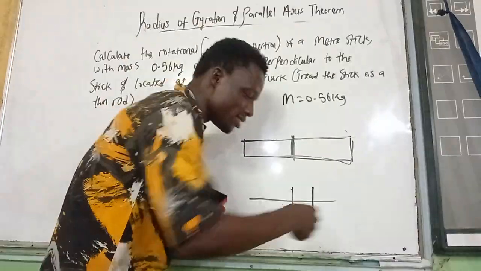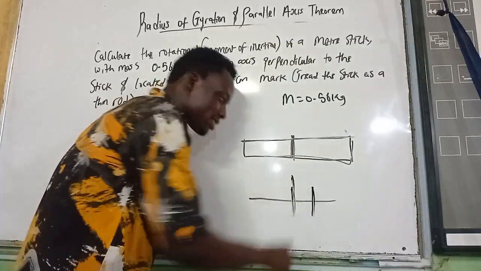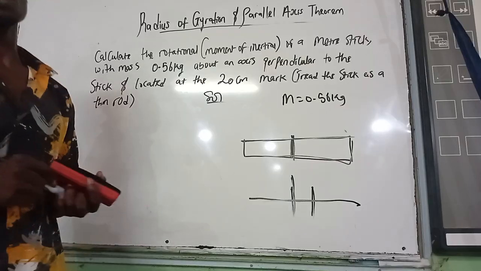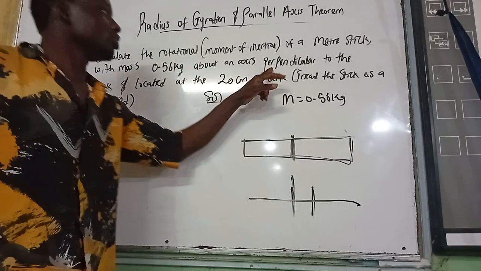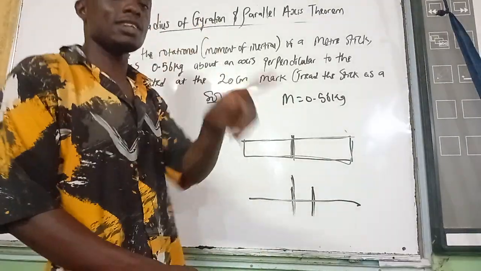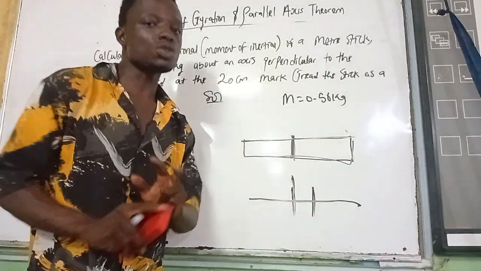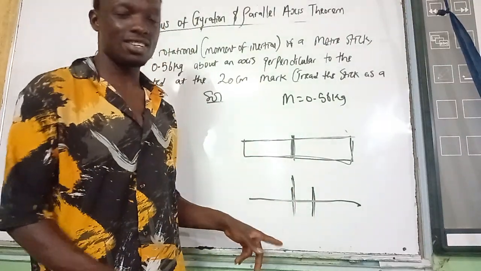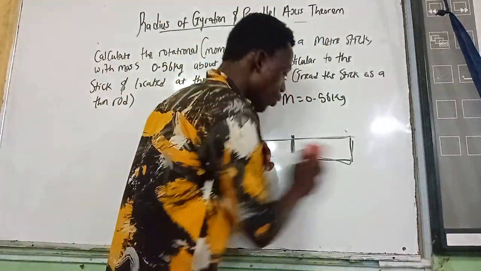That new axis must be parallel to the axis at the center. But both of them are actually perpendicular to the stick. So don't be confused. You don't expect parallel here, but yet that parallel axis theorem is still valid. You know we said it only works when the new axis is parallel to the center axis. That's when it only works.